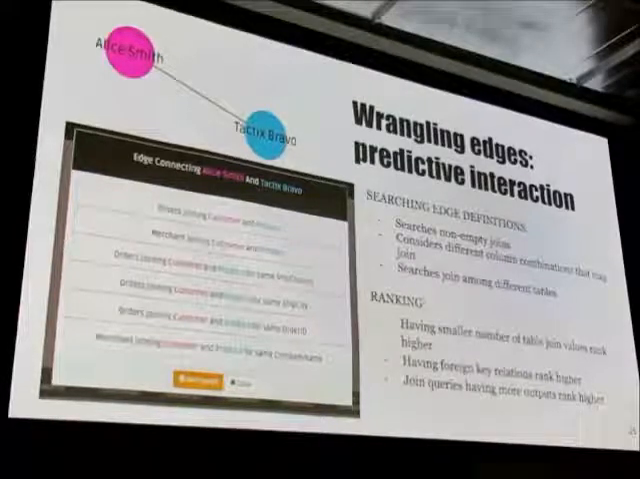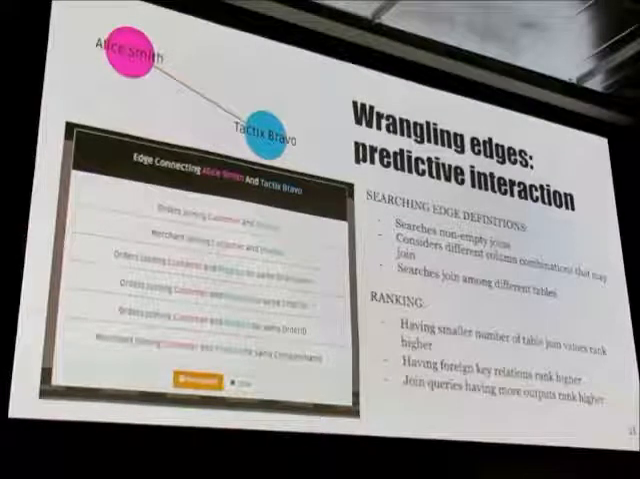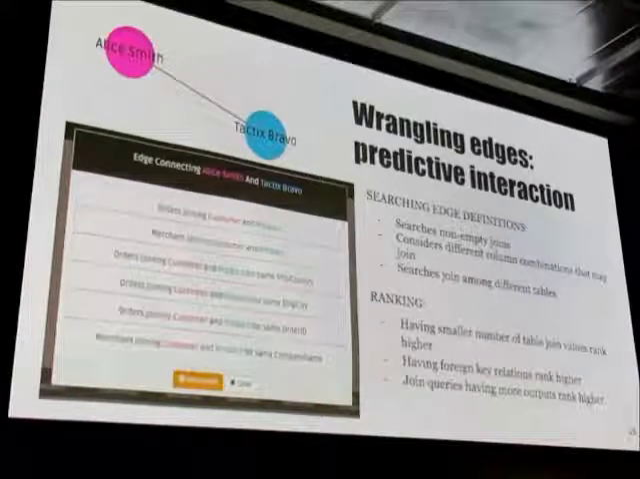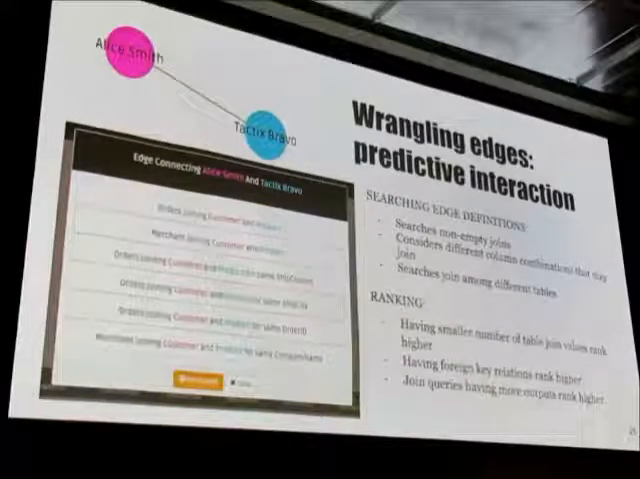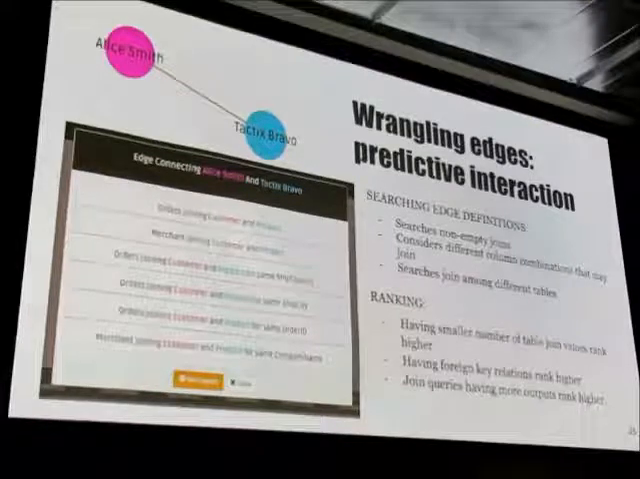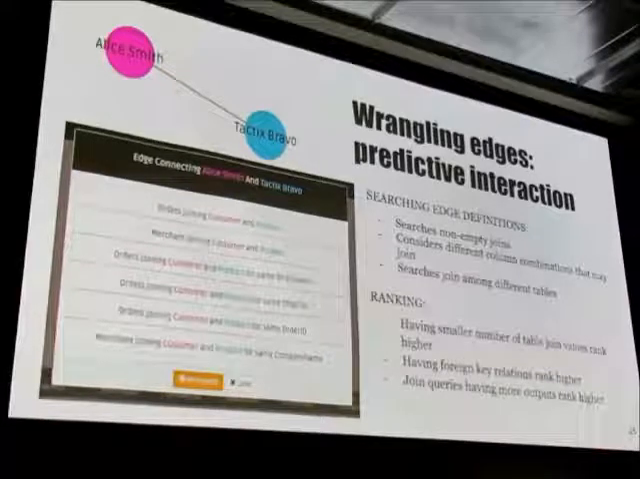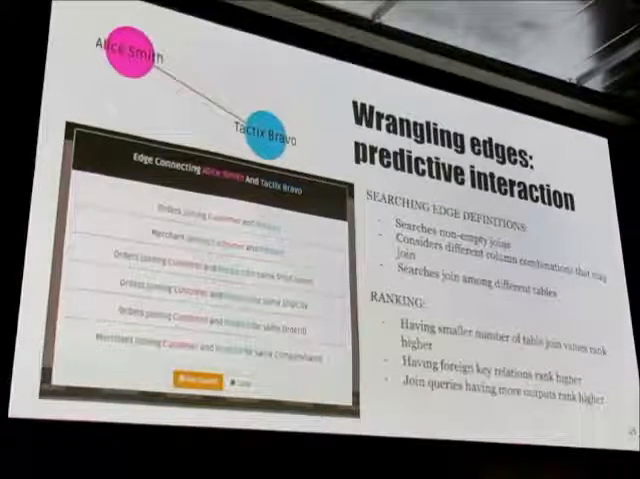And every suggestion that it shows has a rank associated with it. For example, the shortest join has the highest rank. If, like in the previous example, the Alice and Bob nodes join on the lineages directly, that will be considered the highest rank. Joining on a foreign key relationship is also considered second highest. And the third factor is the number of joins found: a higher number of joins will be considered a higher rank. Okay.